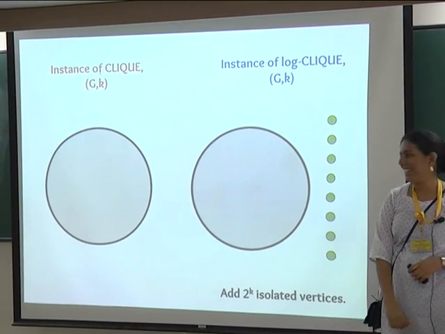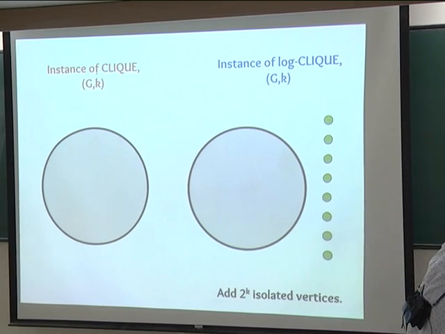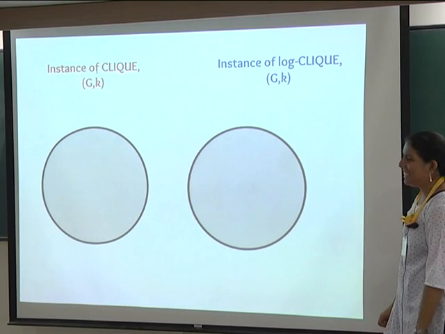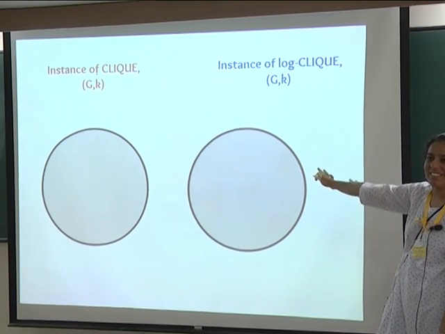Damn it. Okay, that's a mistake. So let's say that the reduced instance was just the original graph.